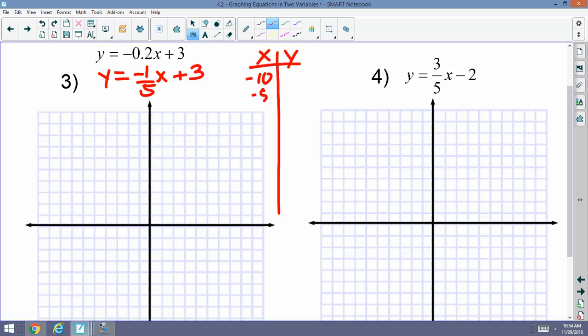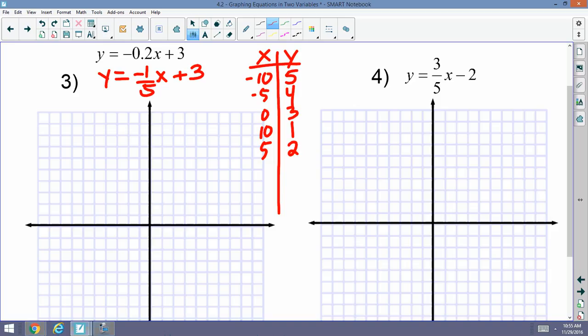Negative 10, negative 5, 0, 10, and 5. So when x is negative 10, what's y? We got 5. When x is negative 5, what's y? It's going to be 4. When x is 0, 3. When x is 10, 10 times negative 1/5 is negative 2. Negative 2 plus 3 is 1. And when x is 5, 2.